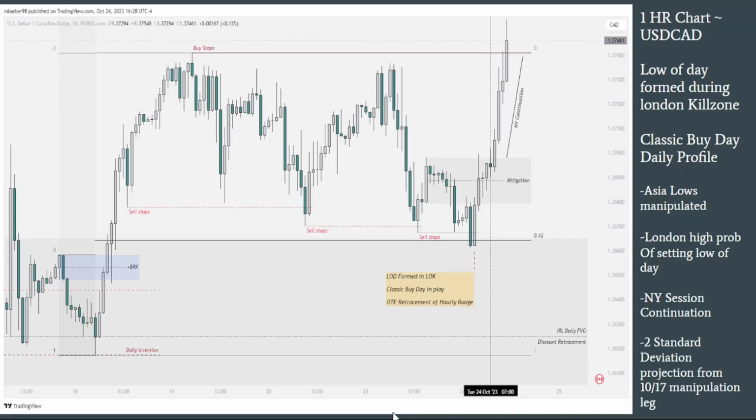Now, moving on into our hourly chart on USDCAD, it is kind of the same depiction as we had represented on the dollar index. We have the low of the day forming during London kill zone, as you can see right here. So it's our classic buy day daily profile. Asia lows being manipulated right here, and London setting the low of the day with New York session continuing.